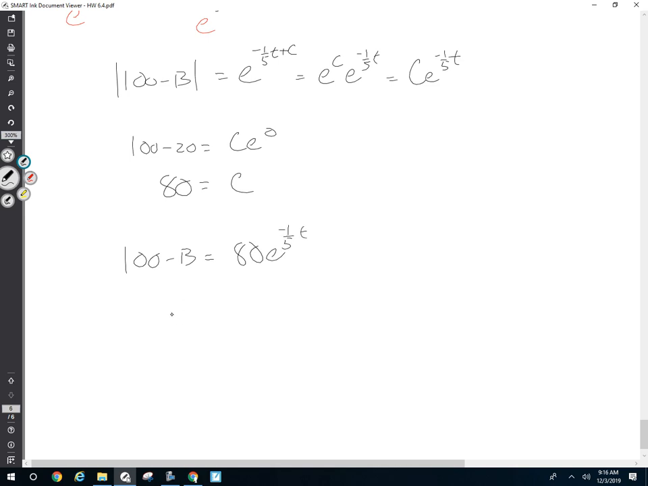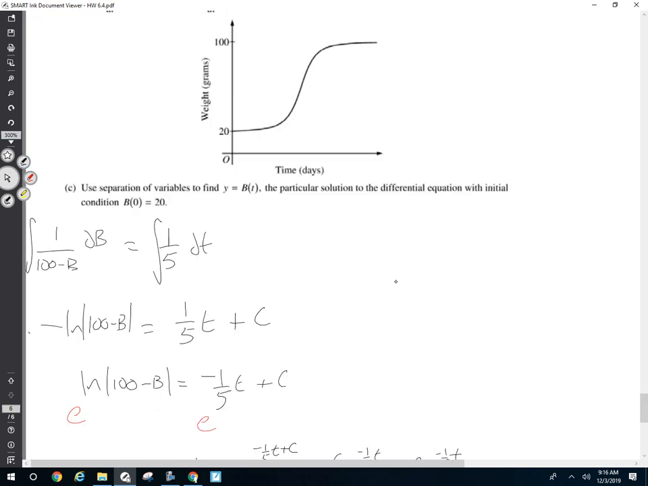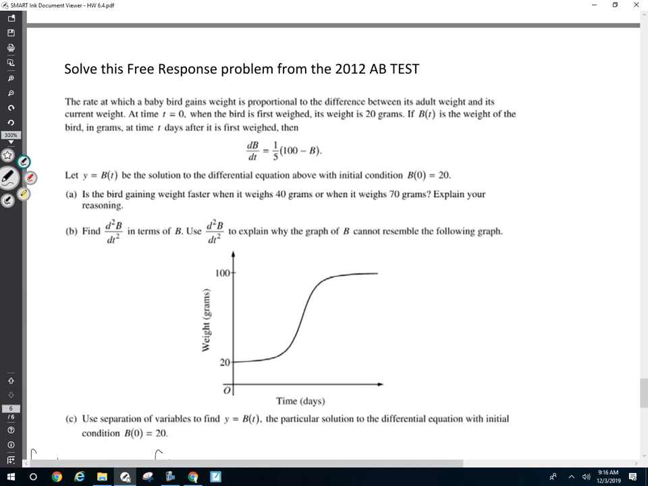Subtract 100, divide by negative 1. b is equal to negative 80 e to the negative 1/5 t plus 100. Okay? So notice it's really the same. Let's go back to parts A and B and C.